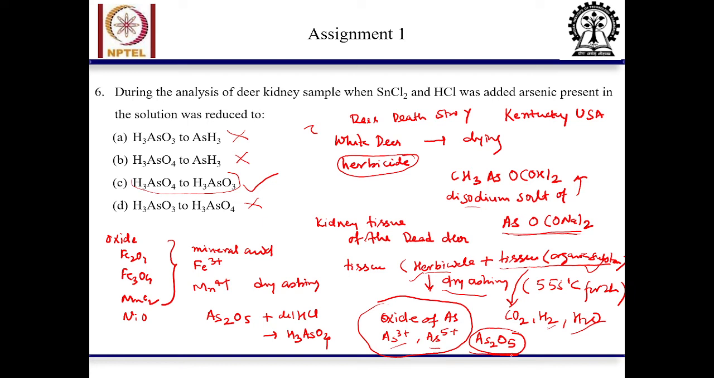Now the question comes, how to analyze this As2O5? So what is the method? Basically, we have to dissolve this oxide in a mineral acid, because we know that once we dissolve an oxide in a mineral acid, it will form the corresponding ions. So once we dissolve As2O5, it will form H3AsO4.